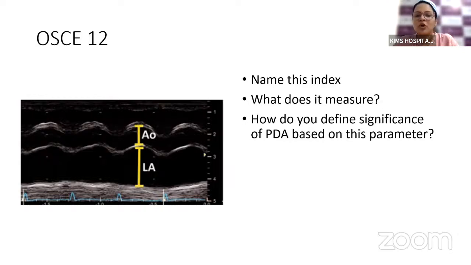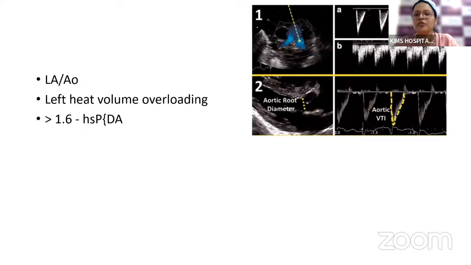So this is a parameter called the left atrium by aortic root ratio, LA by AO ratio, which is measured in the M mode parasternal view in echocardiogram to assess the significance of PDA. It is one of the measures of left heart volume overloading. And a value of more than 1.6 is said to be indicative of an HSPDA or a hemodynamically significant PDA.